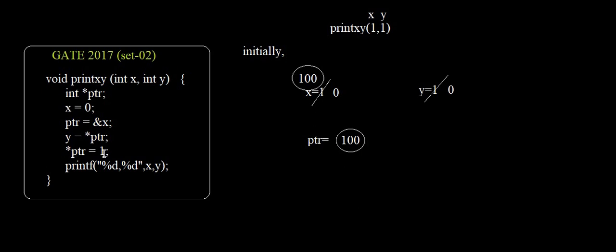Next statement says that 1 should be assigned to *ptr. What is the value of ptr now? 100. And what is the value at the 100 location, which is 0? You should cut the 0 and place 1 here, because 1 is assigned to *ptr. Okay, the next statement says printf the value of x and y with a comma in between. What is the value of x and y? x is 1 and y is 0, so 1, 0 should be the answer.